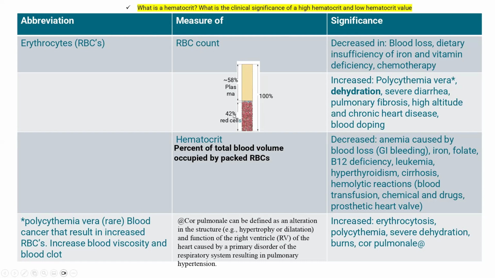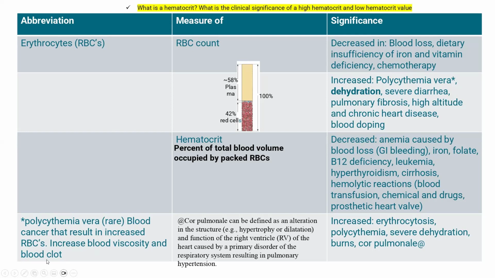And as I said before, red blood cells are 42%, the average within our blood. That is the decrease. What if we have increased red blood cells? This could be in a case called polycythemia vera, and we will talk about that later on. Polycythemia vera is a rare blood cancer that results in increased red blood cells, increased blood viscosity as a result, and might result in a blood clot.